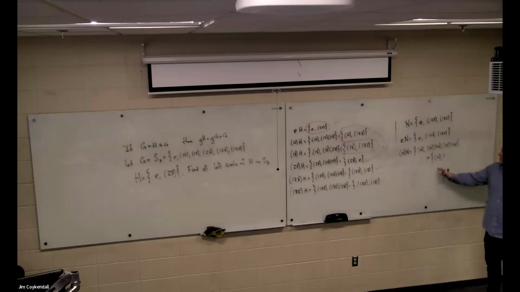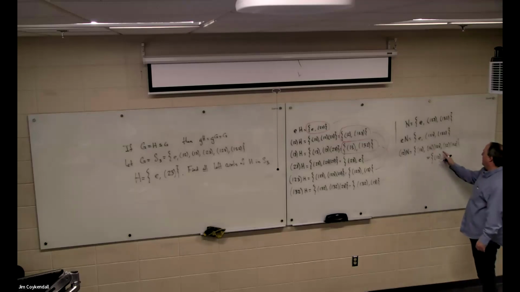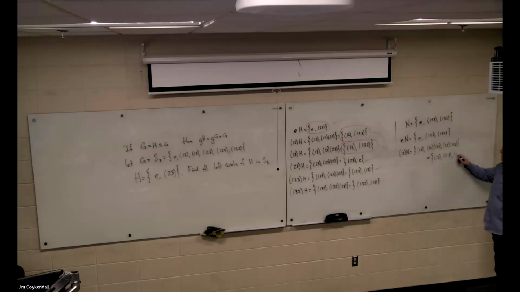Let's see what happens here. 1 goes to 2, back to 1, so 1's left alone. So let's start with 2. 2 goes to 3, and 3 goes to 1, back to 2. Okay, good. This should probably be (1 3). 1 goes to 3. 3 goes to 2 and back to 1, and 2 goes to itself.